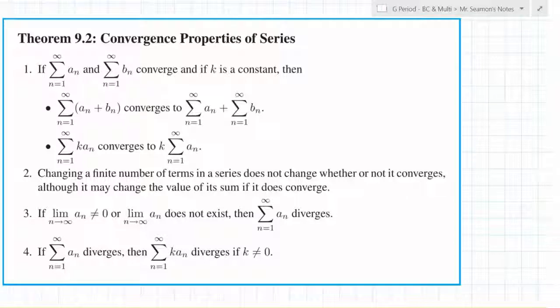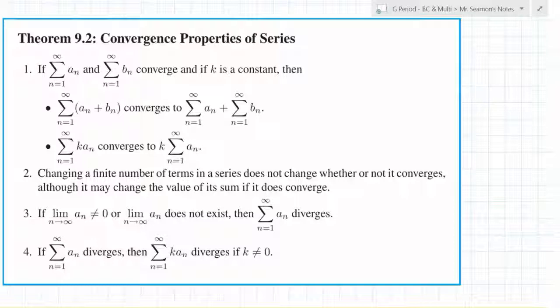What happens if there's a constant times every term? What can you do with that? You can bring it to the front. These are just relatively straightforward. It's like integration. It's almost perfectly analogous because that's what integration is, an infinite sum. Yes. Changing a finite number of terms in a series does not change whether it converges.